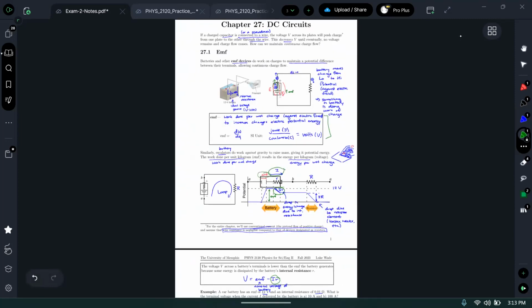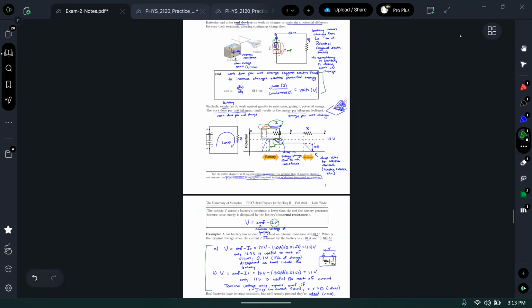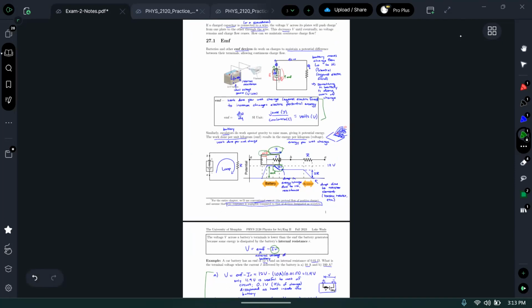In chapter 27, it's not quite as much as it feels like, just based on the chapter. It's what is EMF? How does it differ from potential difference for a battery? The answer is the internal resistance drops what would have been available as energy for the charge to move through the circuit to a lower value, and that lower value is the potential difference we actually get across the terminals.